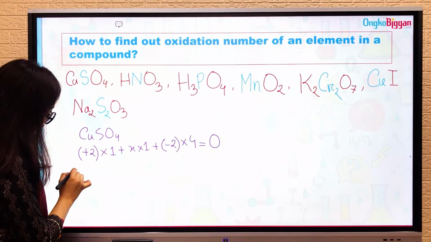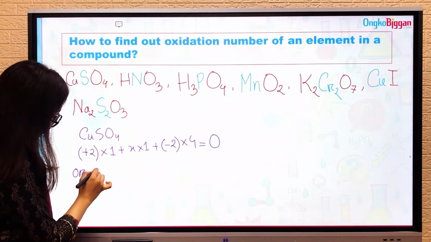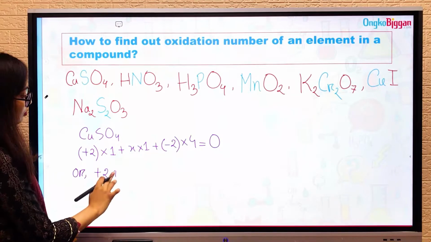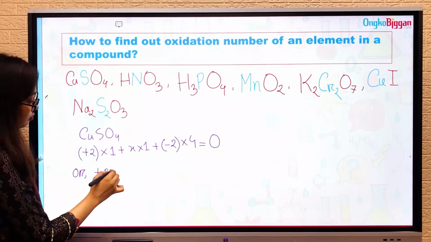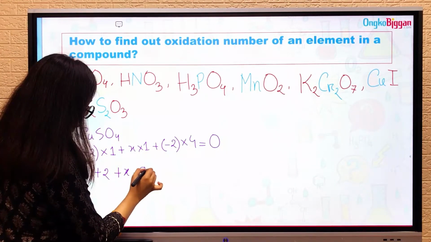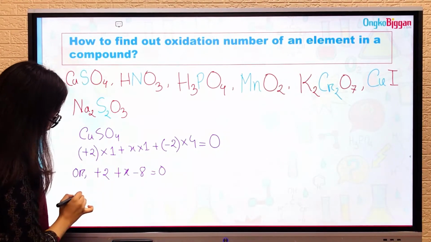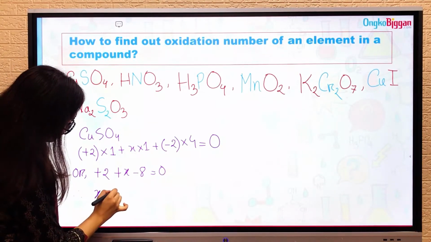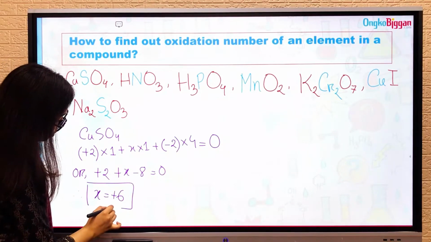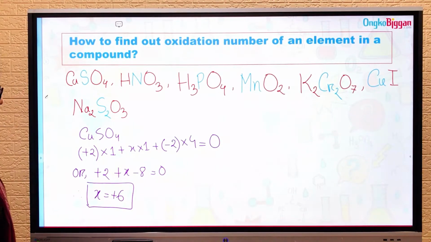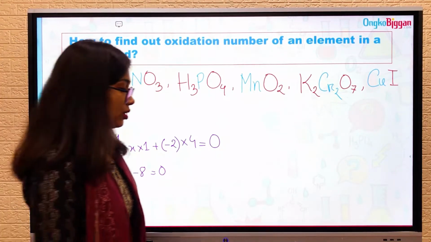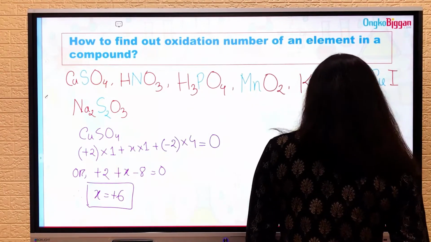So we have +2 plus X plus -8 equals 0. From here we get X equals +6. So the oxidation number of sulfur in copper sulfate is +6.